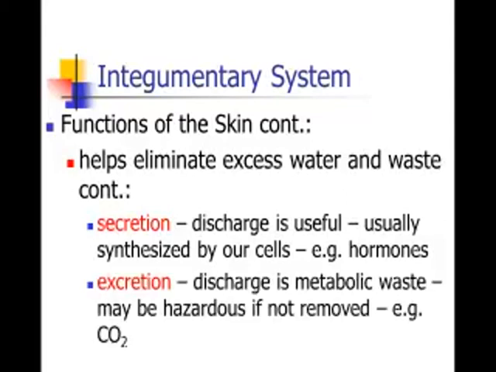Excretion, on the other hand, is a discharge that's a metabolic waste. Generally, it's essential that we get rid of these things that are excreted, because if you don't, and their concentrations build up, they can become hazardous. There are a lot of those. Urea is an example, or ammonia. Those are excretions, and if they build up in your blood, they can make you ill. Also, carbon dioxide is a waste product, and we need to excrete that. Typically, we do that through the lungs, though.